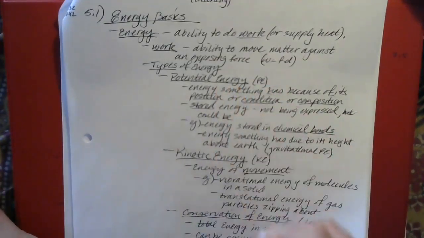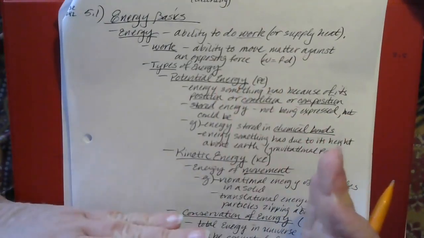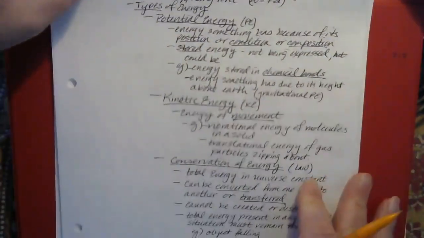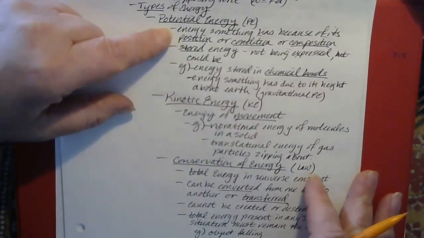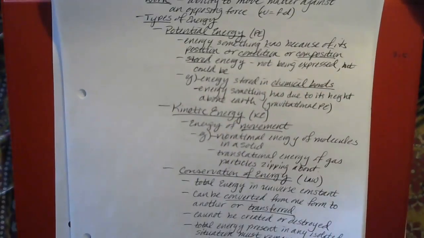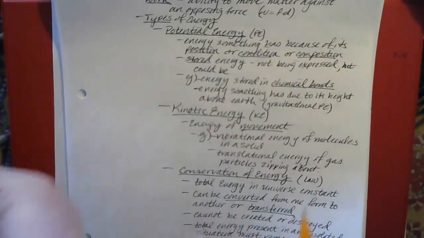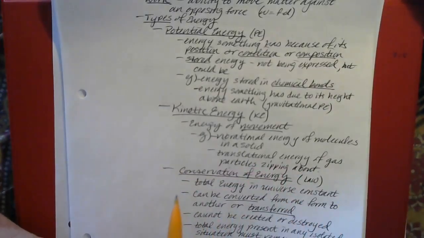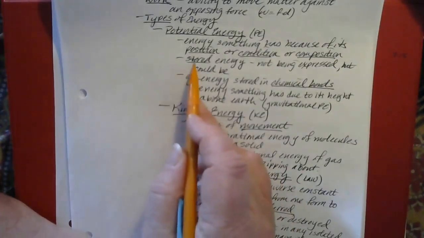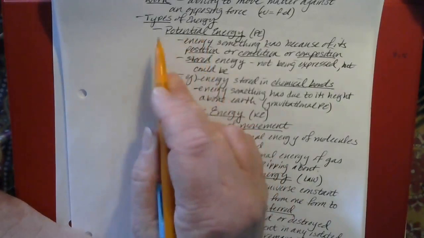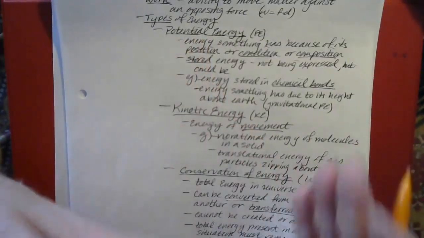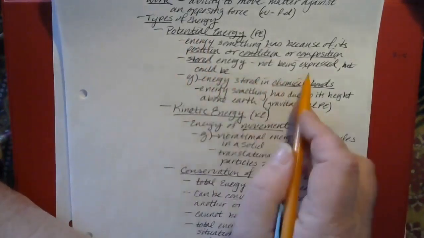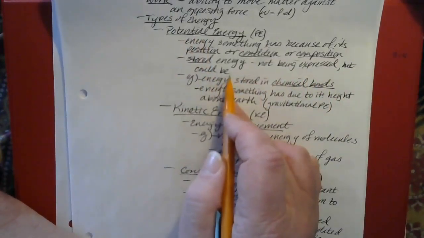Within potential energy and kinetic energy, there are various subtypes also, which we'll get to later. But for right now, potential energy we'll define as energy that something has because of its position or condition or its composition. That is, where is it or what is it made of? Okay. Potential energy is stored energy. That's why we call it potential energy, because it has the potential to do work, but it's not actually doing work right now. So it's stored energy. It's not being expressed, but it could be potentially.